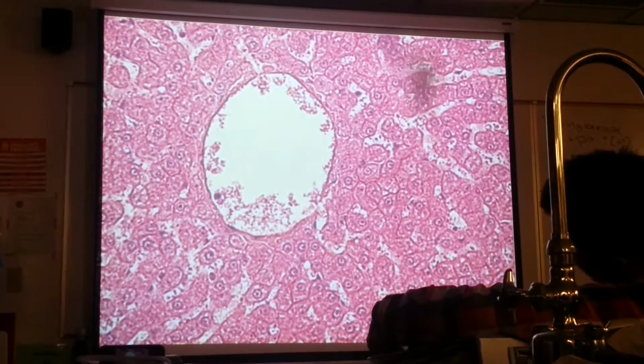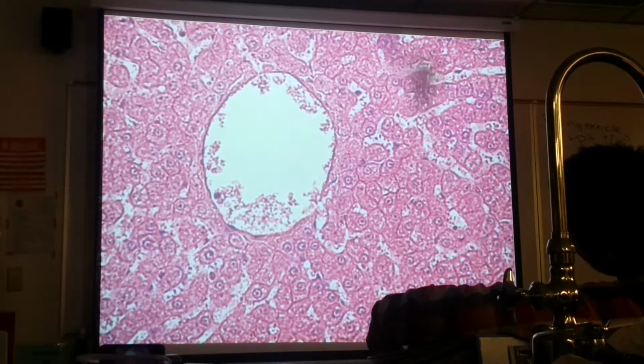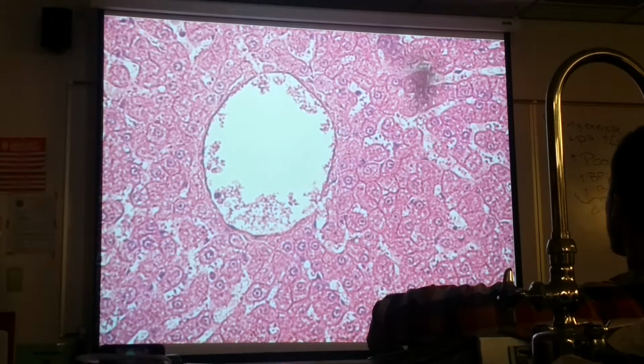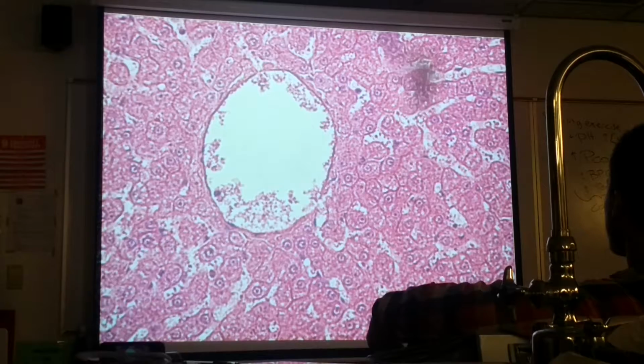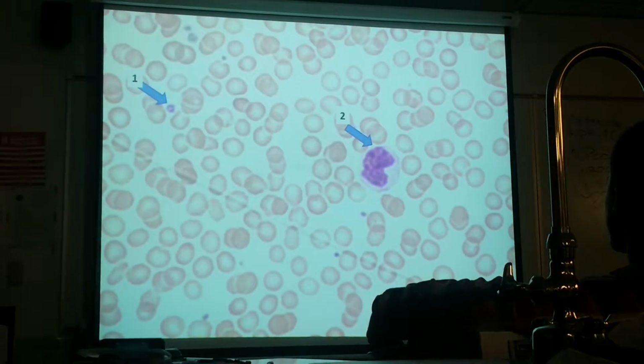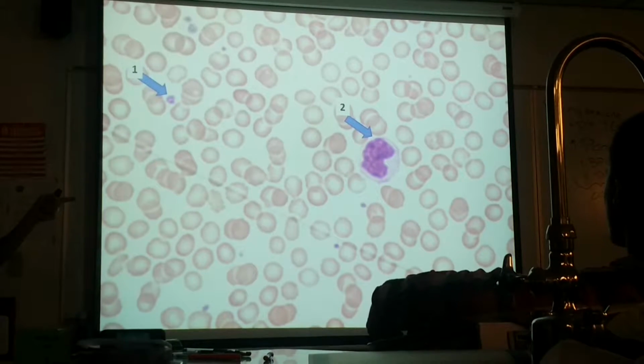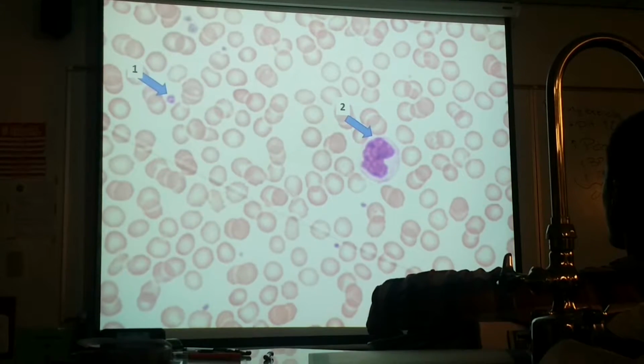There's a closer up picture of the central venule. And I want to move away from blood vessels. So many questions on the blood vessels. Let's do blood. For the blood, just be able to identify the different blood cells. Number 1, pointing to a platelet.